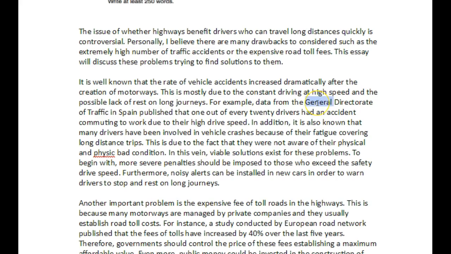The General Director would be the person, and the General Directorate would be the group that directs. Okay, so I've just looked it up, and it's actually the Directorate General of Traffic in Spain. That's the name. You will not be penalised for this sort of thing in the exam, but I'm a bit of a perfectionist. I am a proofreader.